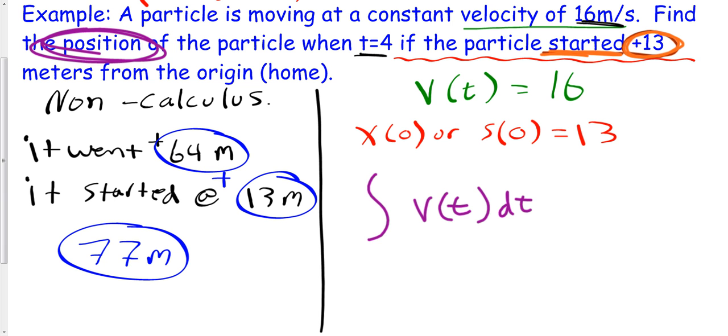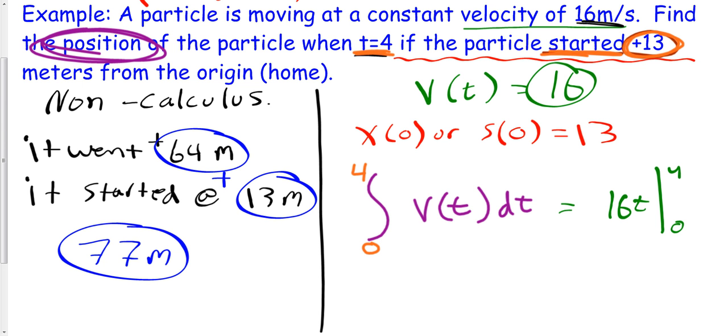Okay, so it started at 13. So I'm going to say at 0, it's at 13. And we want to know when t equals 4. So we want to know the change in position from 0 to 4. That's basically what we want to figure out. So what is that going to be? Well, how would we do that? Well, we would take the velocity function and integrate it, it's going to be 16t from 4 to 0.